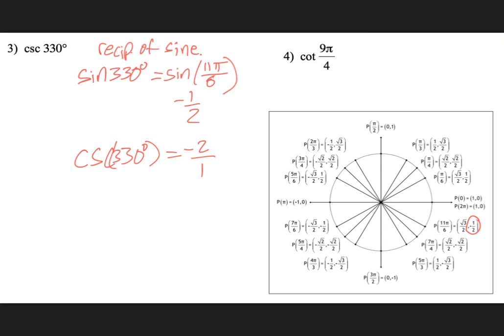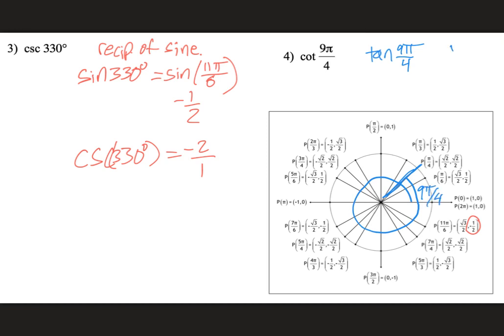For cotangent, we're going to do the same thing. This is based on the tangent of 9 pi over 4. We're going to have another issue here. That's not on my circle, so I've got to think that this is going to be, okay, that's 8 pi over 4 because that's 2 pi. I'm going to go 1 extra pi over 4 and end up here. So there's my 9 pi over 4.